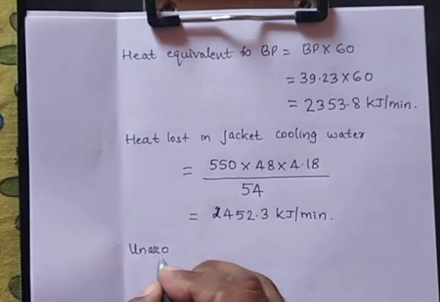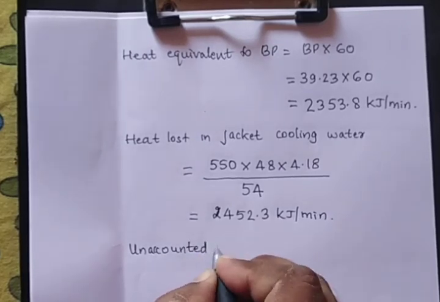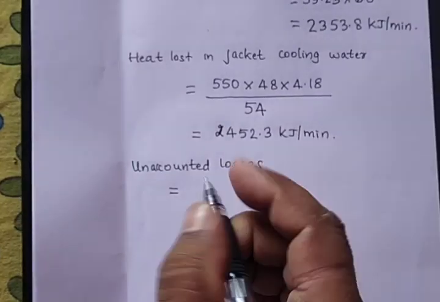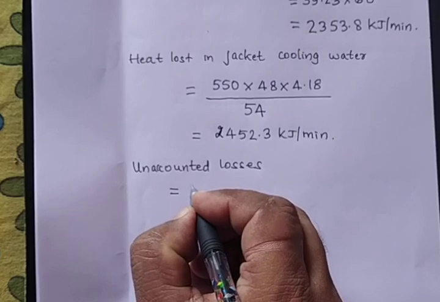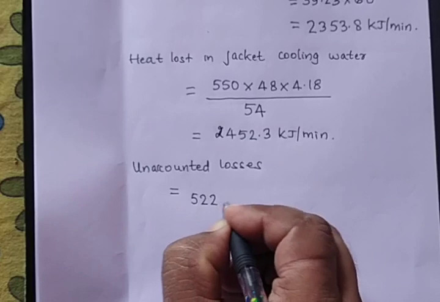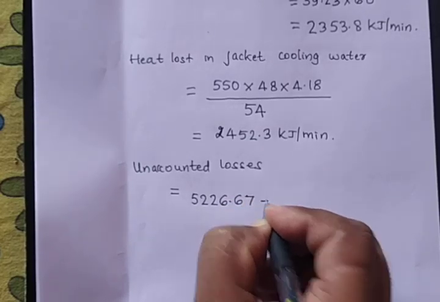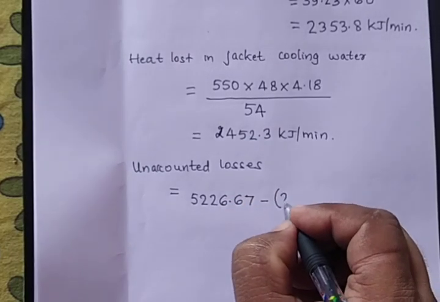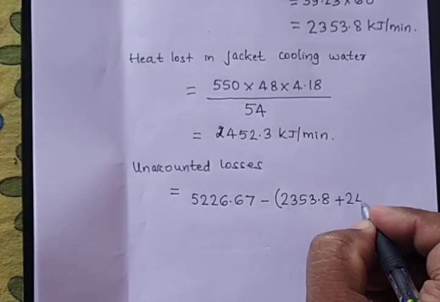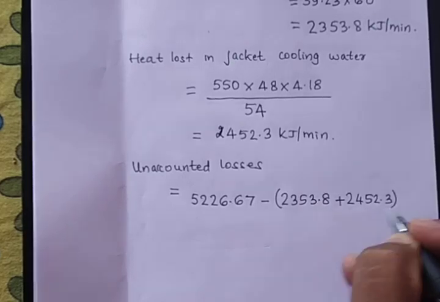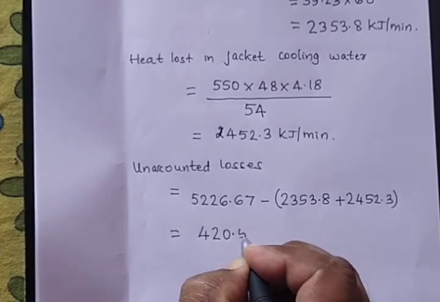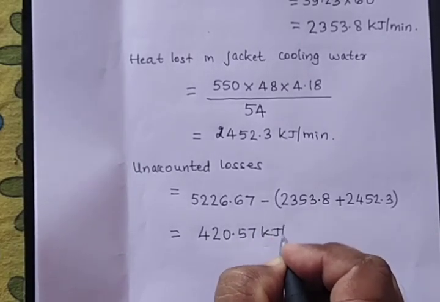Then find out unaccounted heat loss. Unaccounted losses is given by heat supplied. So what is the value of heat supplied? It is nothing but 5226.67 minus heat equivalent to BP, that is 2353.8 plus 2452.3. So you'll get the value of unaccounted heat loss, that is 420.57 kilojoules per minute.